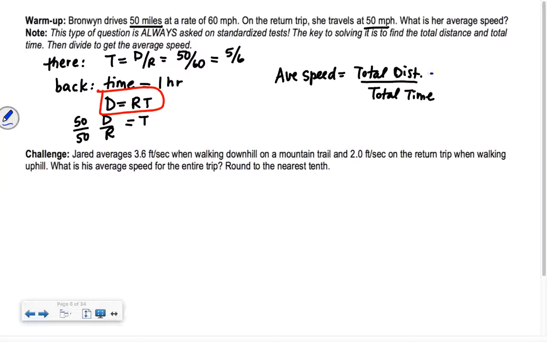So in this case, our total distance, she went 50 miles there, she went 50 miles back. How many miles did she go? 100 miles total, right? So we'll write 50 plus 50, which is 100. And the total time it took her was not 2 hours, it was an hour and 50 minutes, right? So it took her 1 plus 5/6 of an hour.